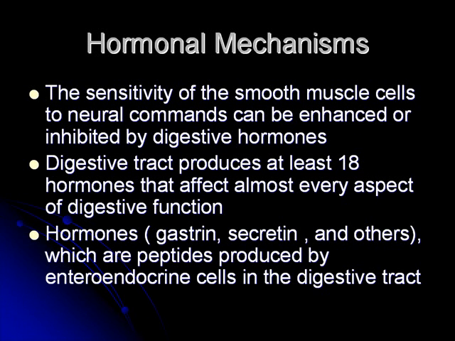There are hormonal mechanisms. The sensitivity of smooth muscle cells under neural command can be enhanced or inhibited by digestive hormones. The digestive tract produces at least 18 hormones that affect every aspect of digestive function. Hormones such as gastrin, secretin, and others are peptides produced by the enteroendocrine cells in the digestive tract.